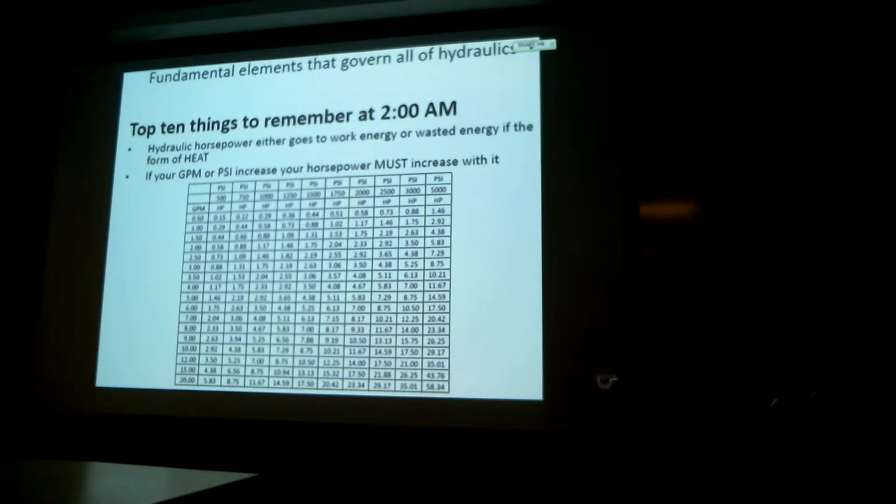Alright, so what we'll do is do the same thing with gallons per minute. So if you look over here on the left-hand side at 10 gallons a minute, and come over until it says 1,500 psi, you need 8.75 horsepower to run that system. Alright, if you double your gallons per minute and keep your pressure the same, you need 17.50 horsepower to run that system. So what I want you to get out of this piece right here is gallons per minute and pressure determine your horsepower requirements in a hydraulic system.